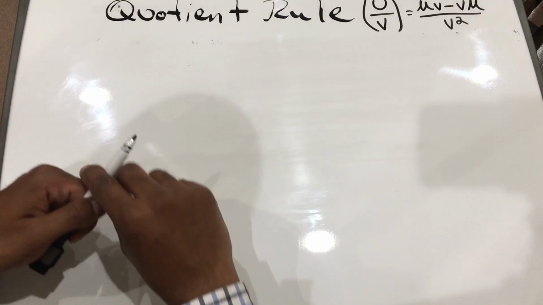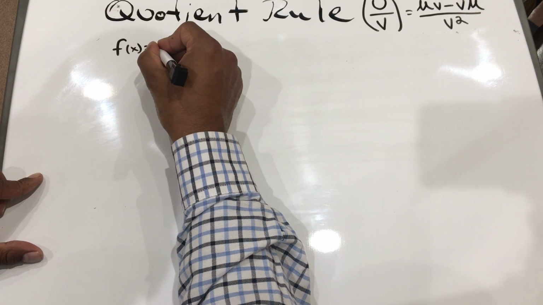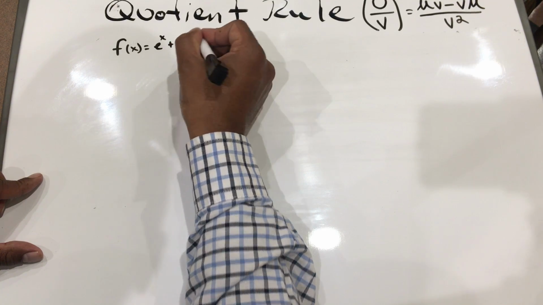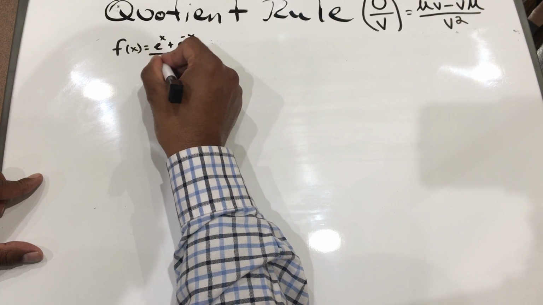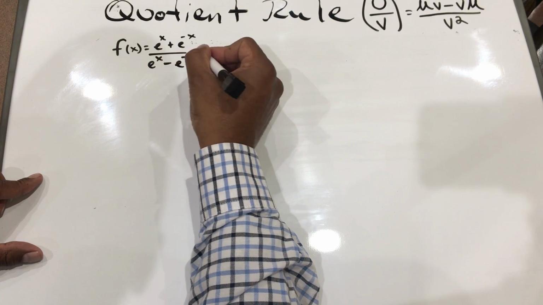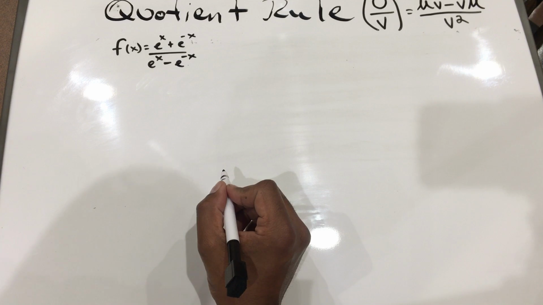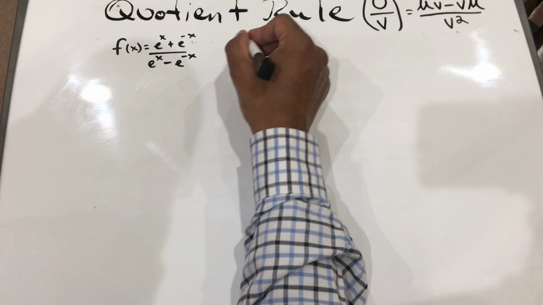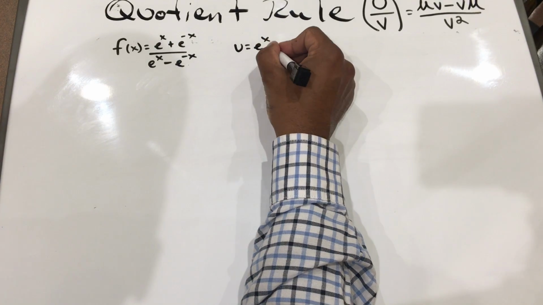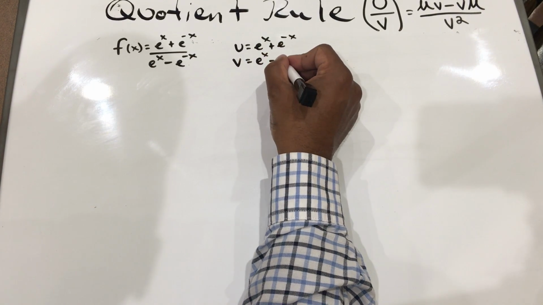Let's say, for example, we have a function we've never seen before. f of x equals e to the x plus e to the minus x divided by e to the x minus e to the minus x. So let's attempt to do this problem and see what happens. So let's first state what u is. So u would be e to the x plus e to the minus x, and v would become e to the x minus e to the minus x.